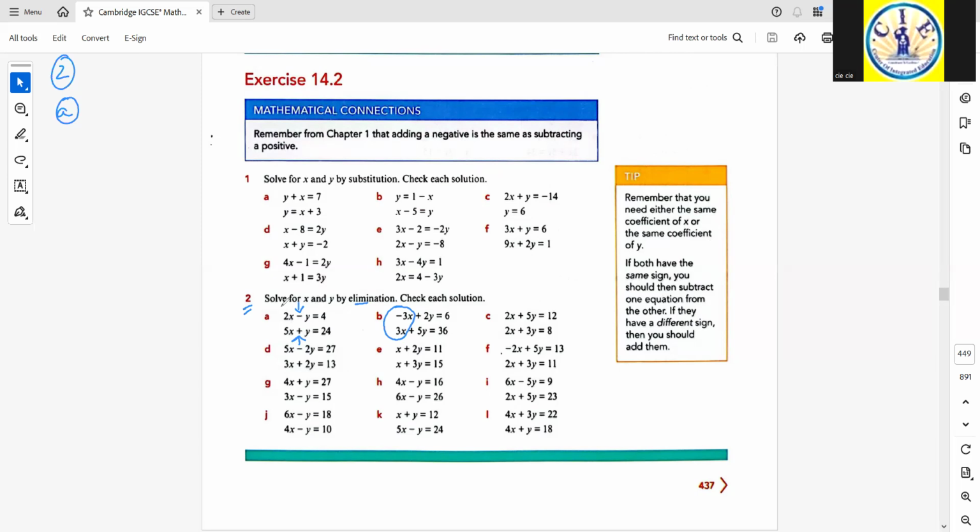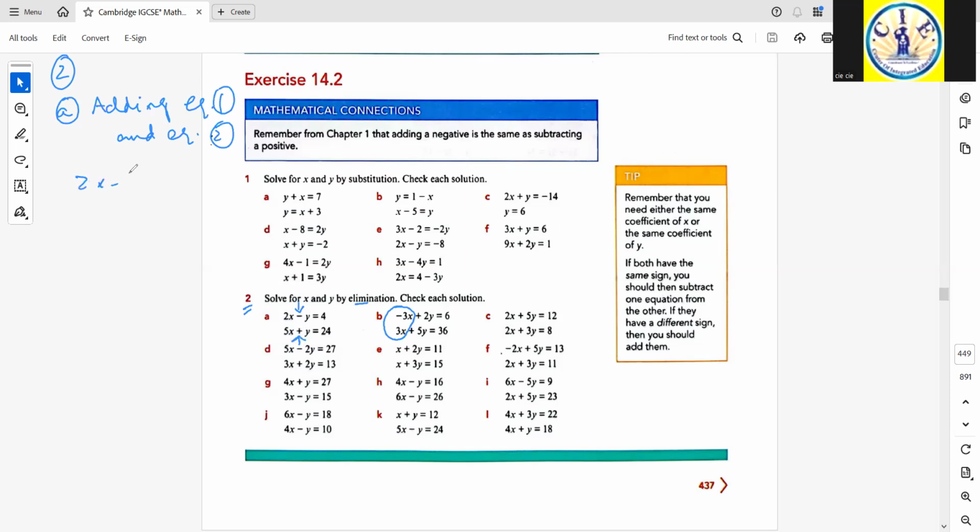For eliminating variable y, which has the same coefficient in both the equations, we need to observe one more thing: in one equation the variable y has a negative sign, and in the other it has a positive sign. So when the signs are different, we add them. And when the signs are the same, we subtract the equations. So let me write down, adding equation number 1 and equation number 2.